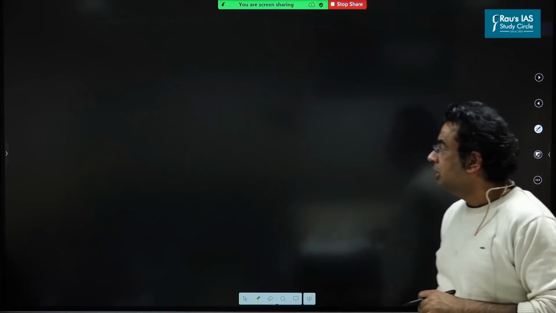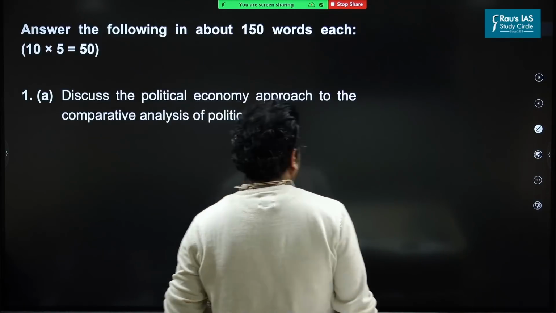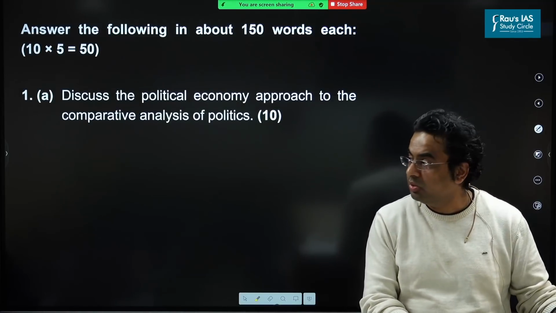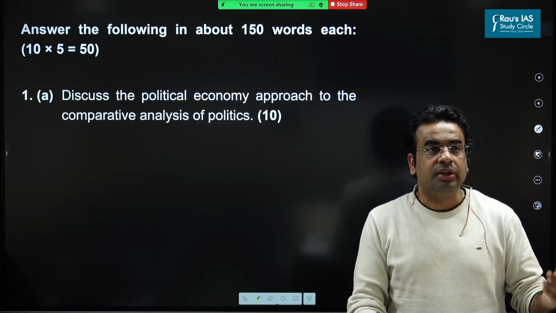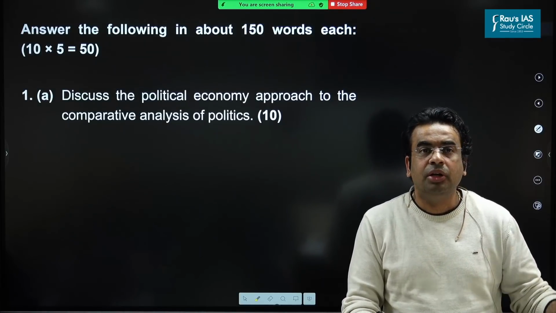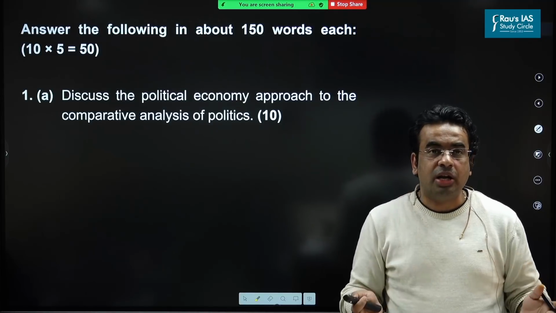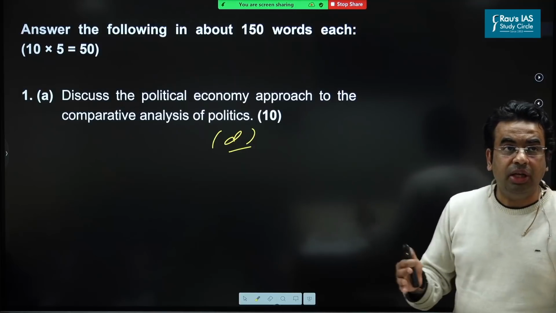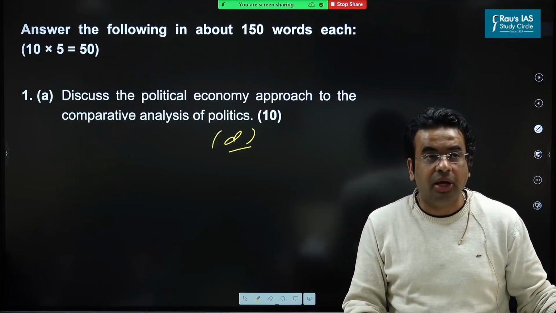So starting with the questions asked by UPSC. First question, 5 parts, 150 words each. Seeing the nature of the question, a direct question is being asked: discuss the political economy approach to the comparative analysis. I'll share the PDF in which there will be a sample answer for this question. It's a direct question by UPSC, 10 marks. In 150 words, you do not need to dig deep into this approach, just show whether you have an understanding of the political economy approach or not.